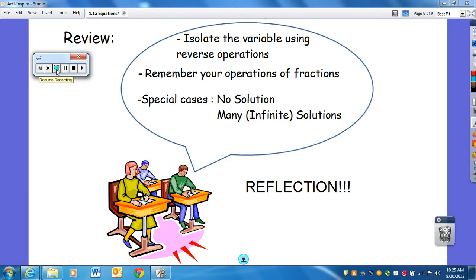So to wrap up, remember we are going to isolate the variable using reverse operations. Remember your operations of fractions, or to simply get rid of the fractions if you would like to. And there are two special cases that we dealt with: no solution and infinite solution.